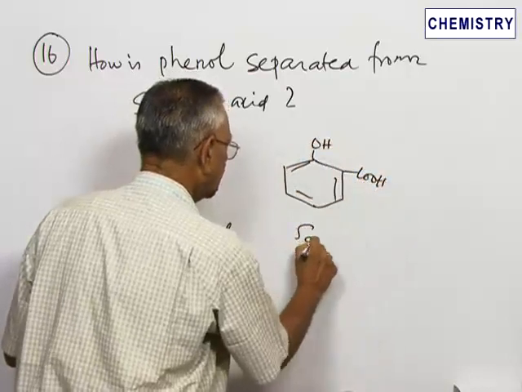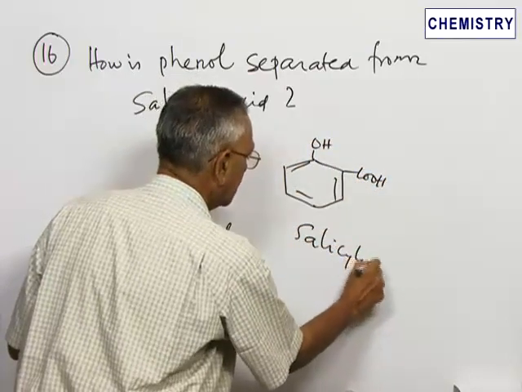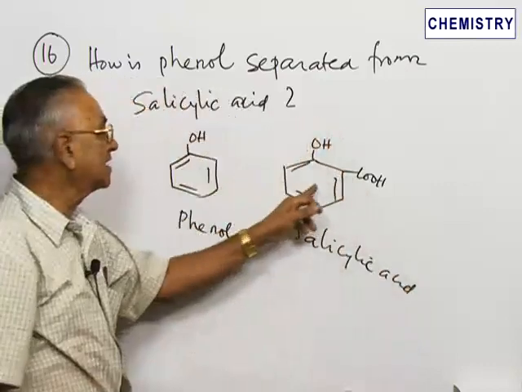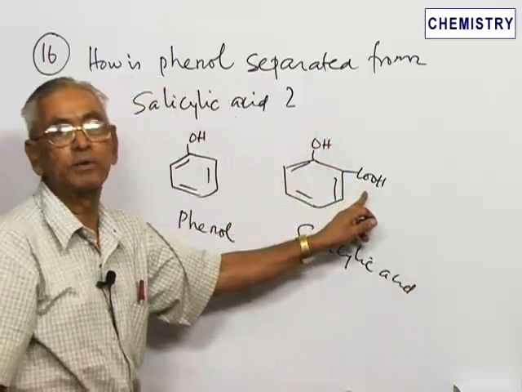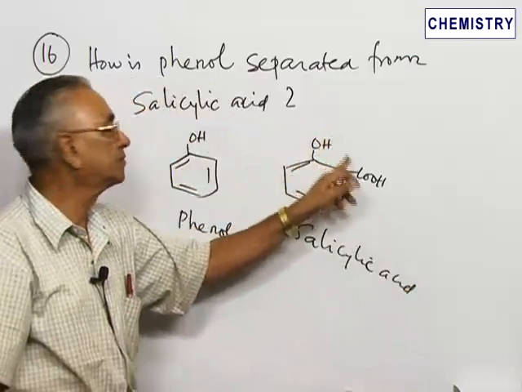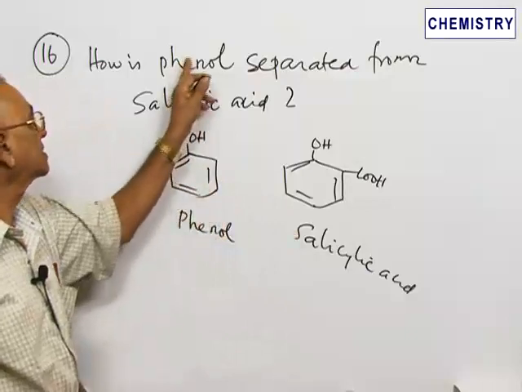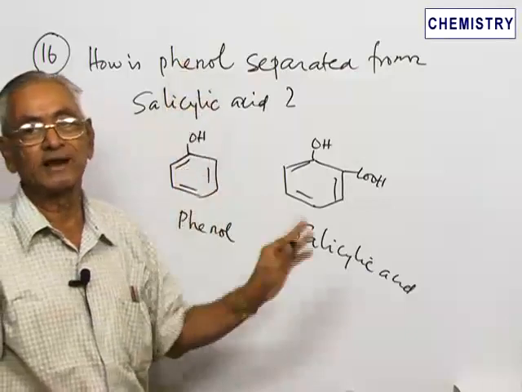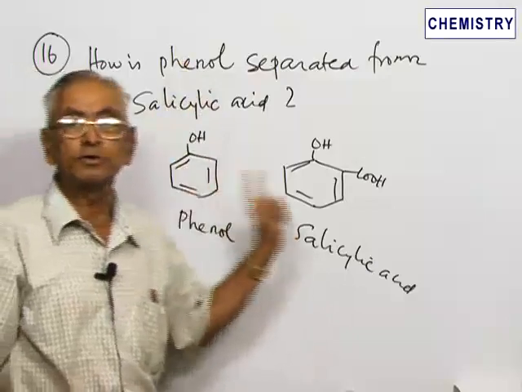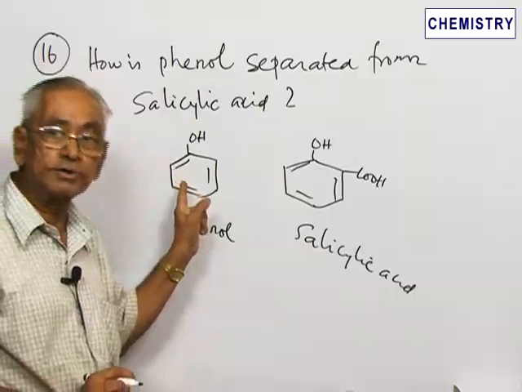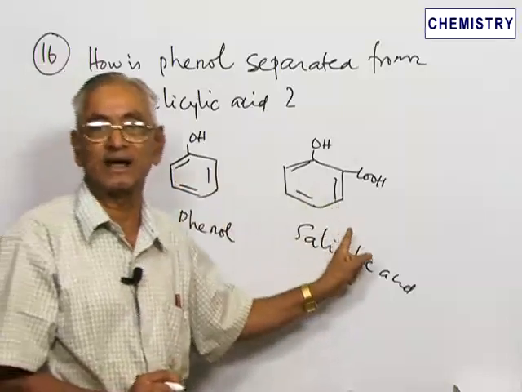So this is salicylic acid. The difference between salicylic acid and phenol is both contain the phenolic group, but the salicylic acid contains an extra COOH group. So this is a phenolic acid, this is only a phenol. The question asked is, how is the phenol separated from salicylic acid? We cannot make use of sodium hydroxide because sodium hydroxide will dissolve both the phenol as well as salicylic acid.